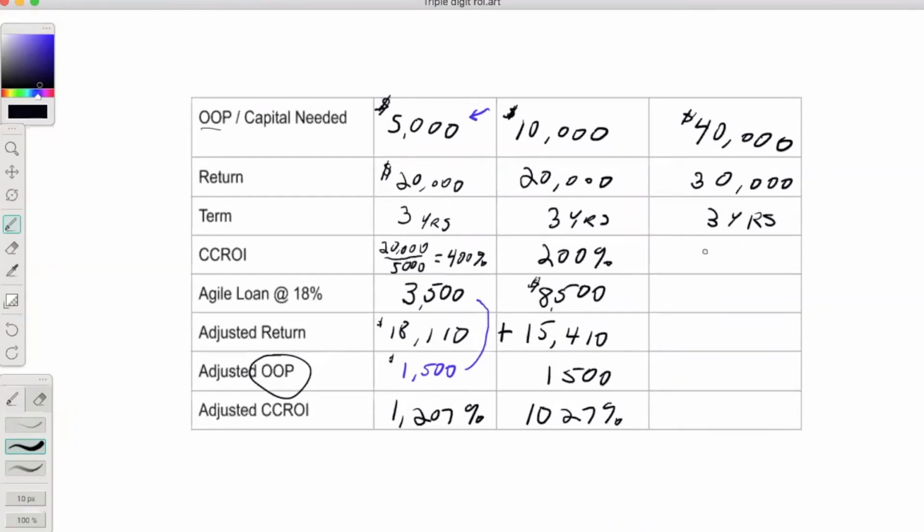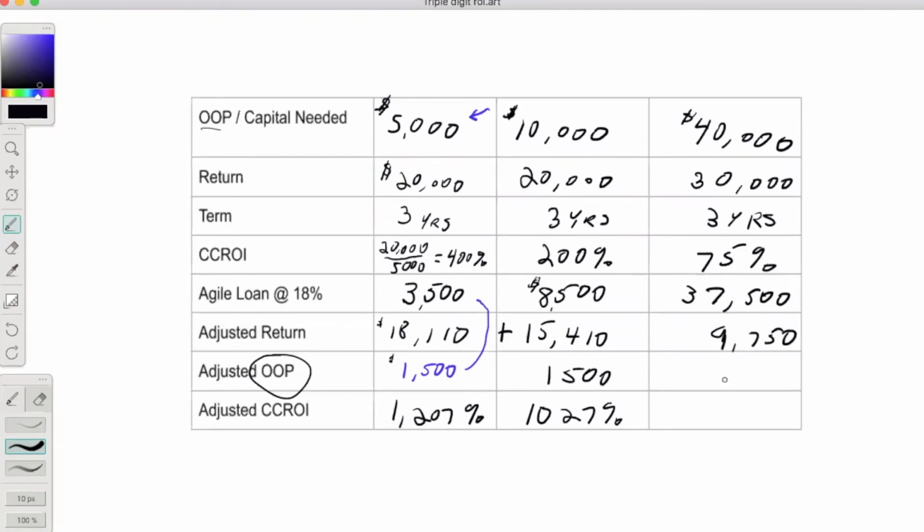Our cash on cash ROI dropped pretty significantly. We dropped to 75%. If you divide that out over 3 years, that's still a 25% return annually, right? So it's not bad at all. We left the triple digits for the moment though. But watch what happens. Again, suppose you didn't have the $40,000 and you did an Agile loan for most of it. Let's say in this case, $37,500 you borrowed at 18%. Your profits out of that $30,000 now drop to only $9,750, right?